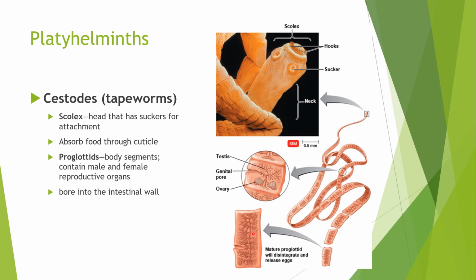And so what ends up happening is, as fertilization takes place inside of each proglottid, each one of these proglottids is going to contain lots and lots of eggs, which is pretty bad for the host, because these proglottids will burst, and then those eggs are going to be released inside of the host, and it's going to grow into more and more worms.